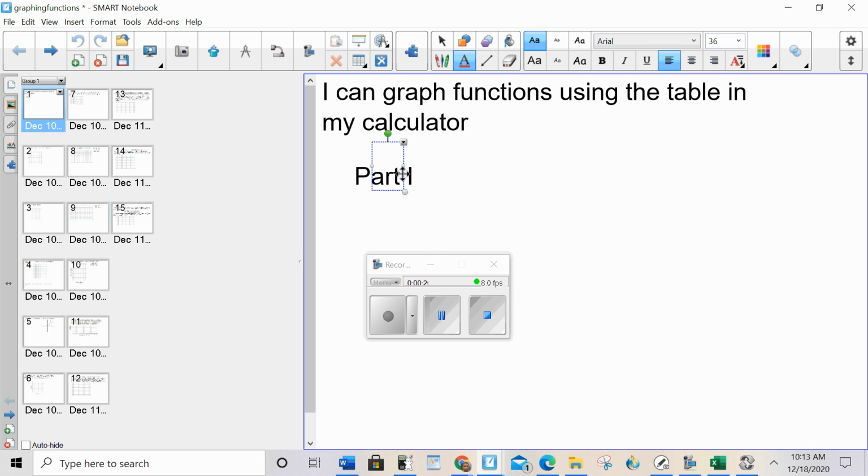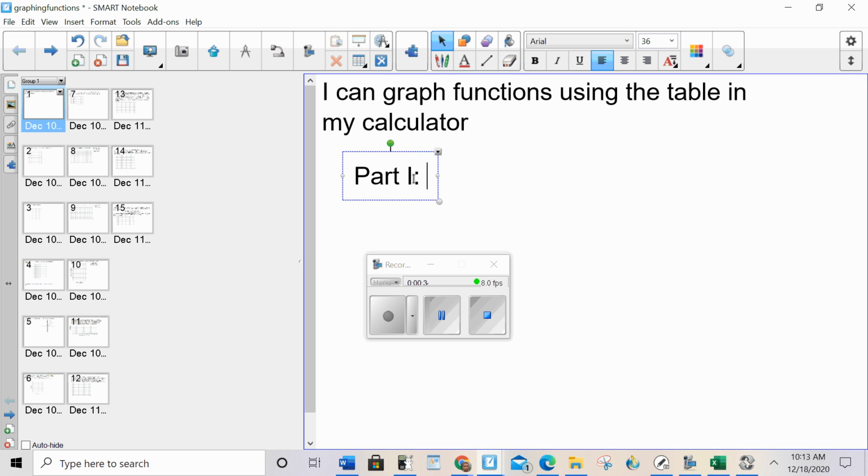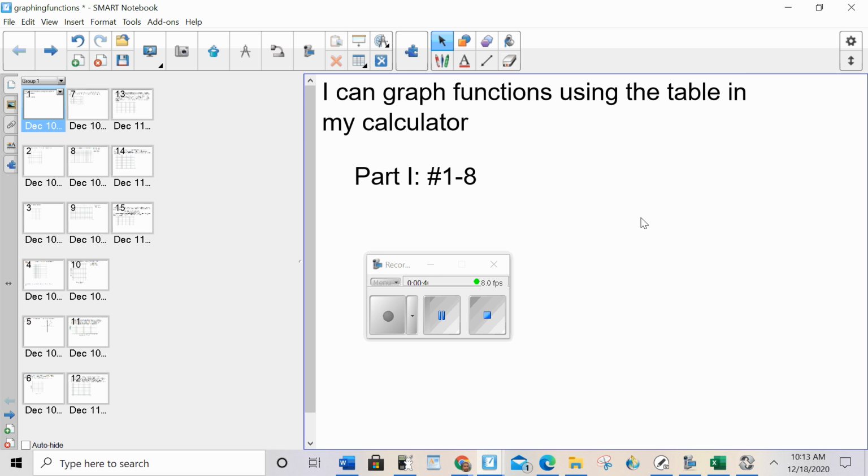And then I'm going to make a separate video for the rest. So part one will be numbers 1 through 8. That doesn't mean I'm going to go over all 8 problems, but that will kind of be like the first lesson, and then I'll record a separate one for the one after that.